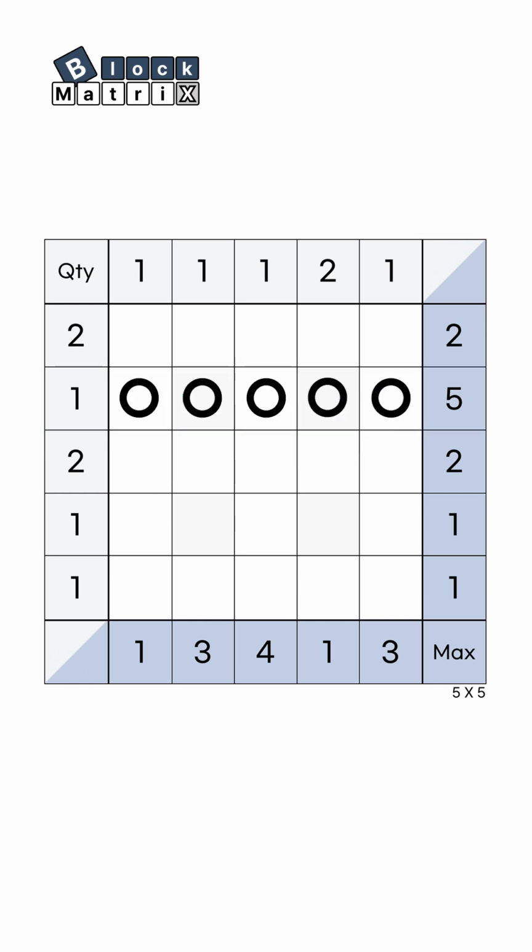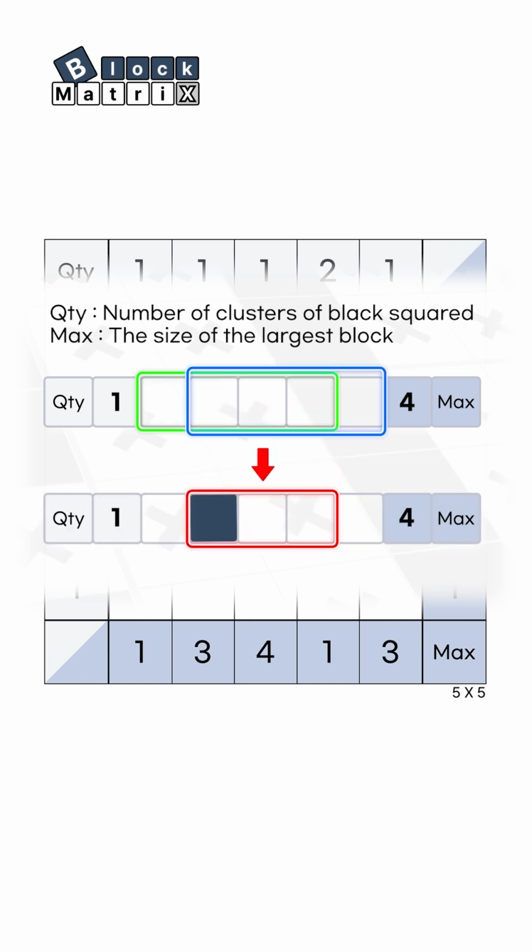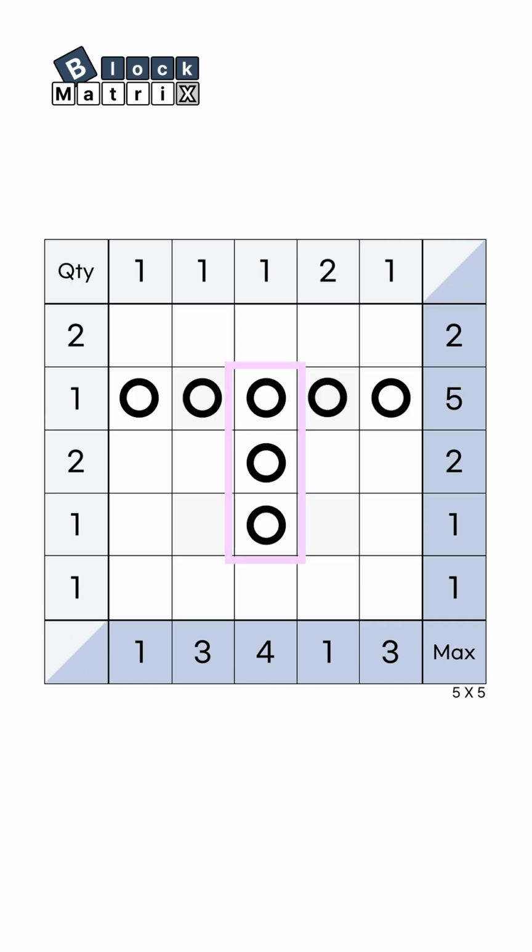Step 2. Now, let's check if there are any other large numbers. This time, there's a column with a max value of 4. The quantity for this column is 1. When we check all possible patterns, we find some overlapping cells. Those overlapping cells must be O.